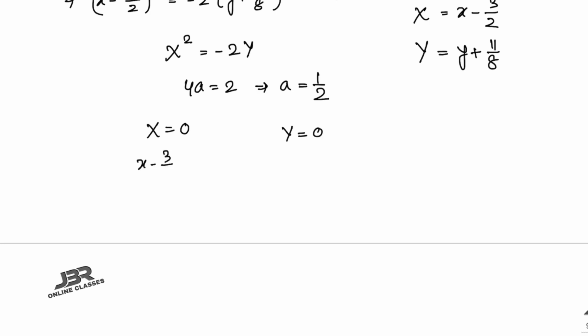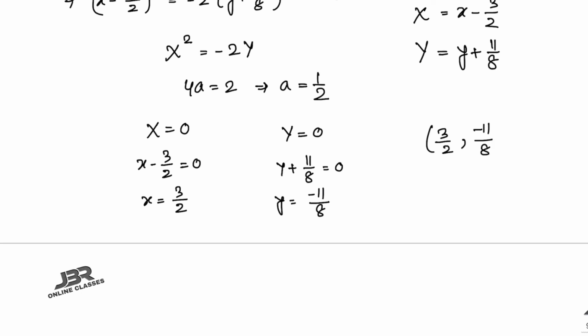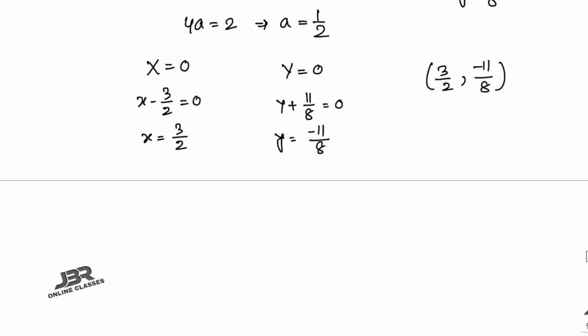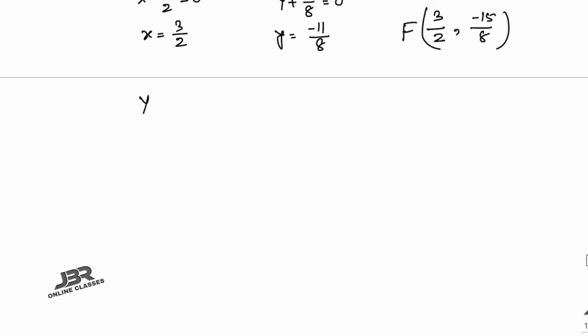And the vertex is capital X equal to 0, capital Y equal to 0. That means x minus 3 by 2 equal to 0, so x equal to 3 by 2. And y plus 11 by 8 equal to 0, so y equal to minus 11 by 8. So vertex equal to 3 by 2 comma minus 11 by 8. That is your first answer. And you can also find the focus. The focus will be 3 by 2 and minus 15 by 8, because capital X equal to 0 and capital Y equal to minus a, where a equal to half. This one focus, this one vertex. Clear? Now the equation of the directrix will be capital Y equal to a. So y plus 11 by 8 equal to half. Solve this equation, you will get 8y plus 7 equal to 0.